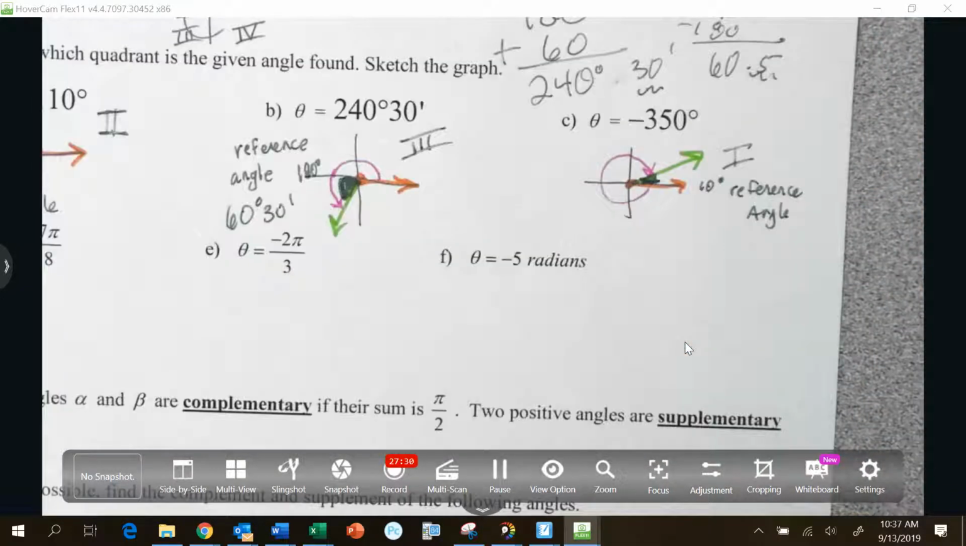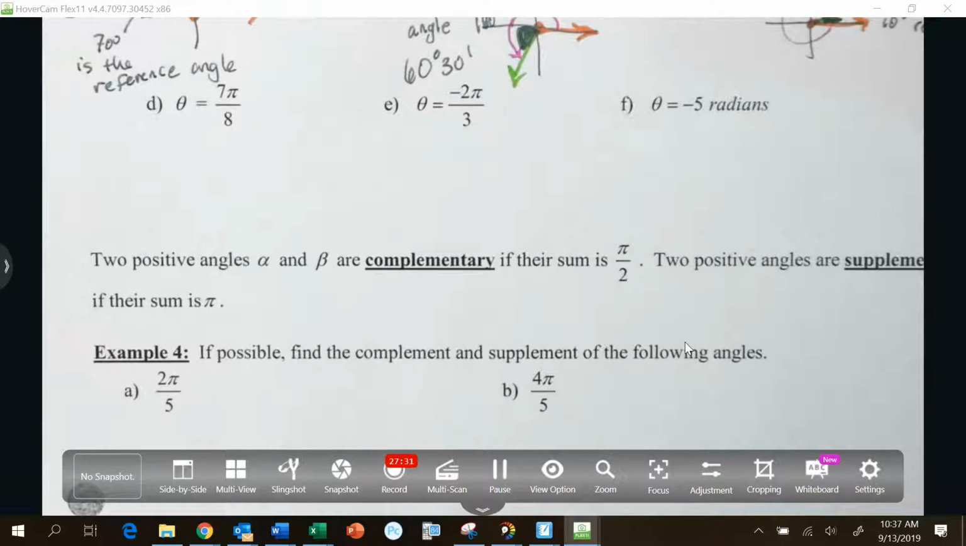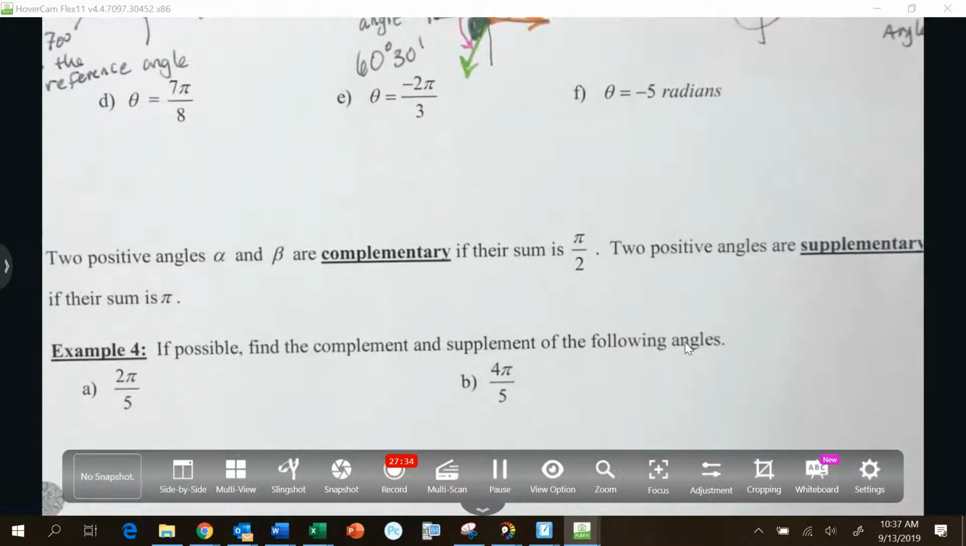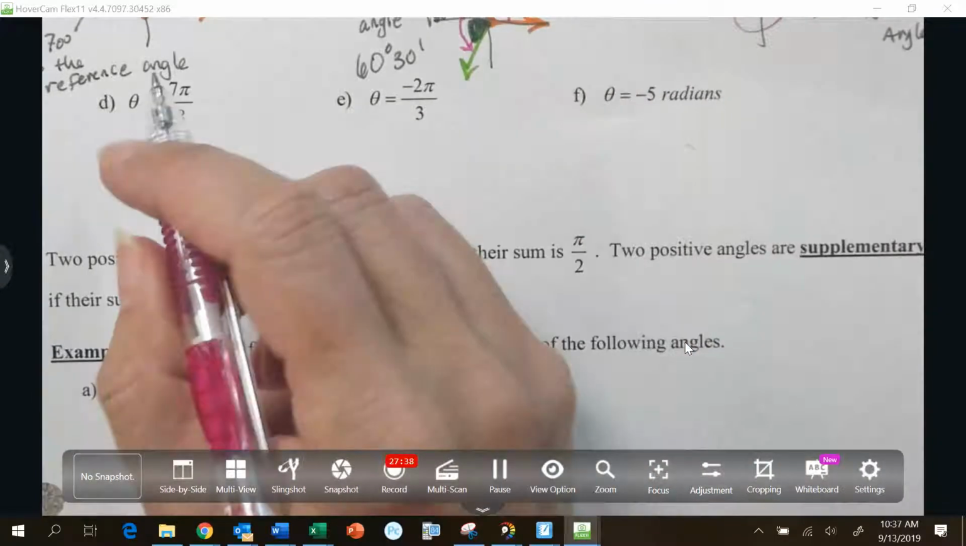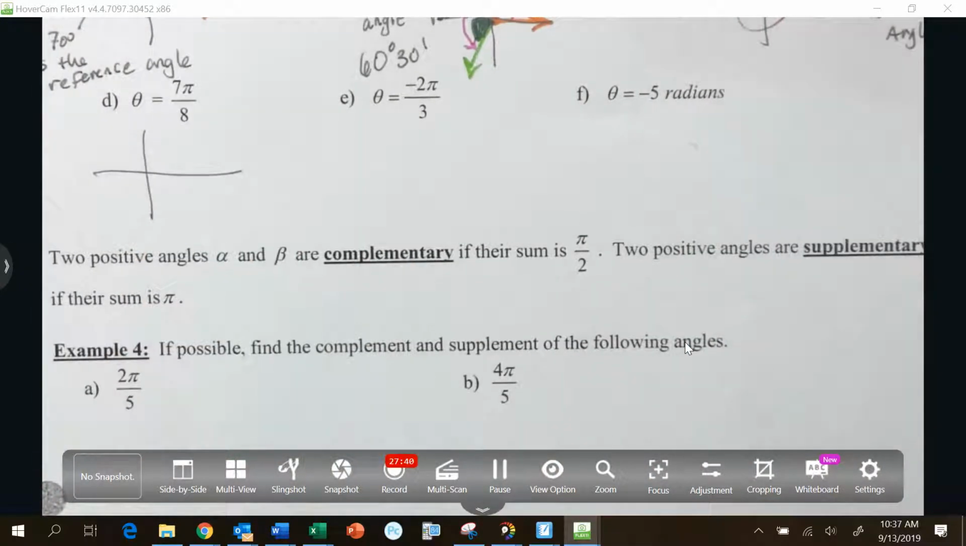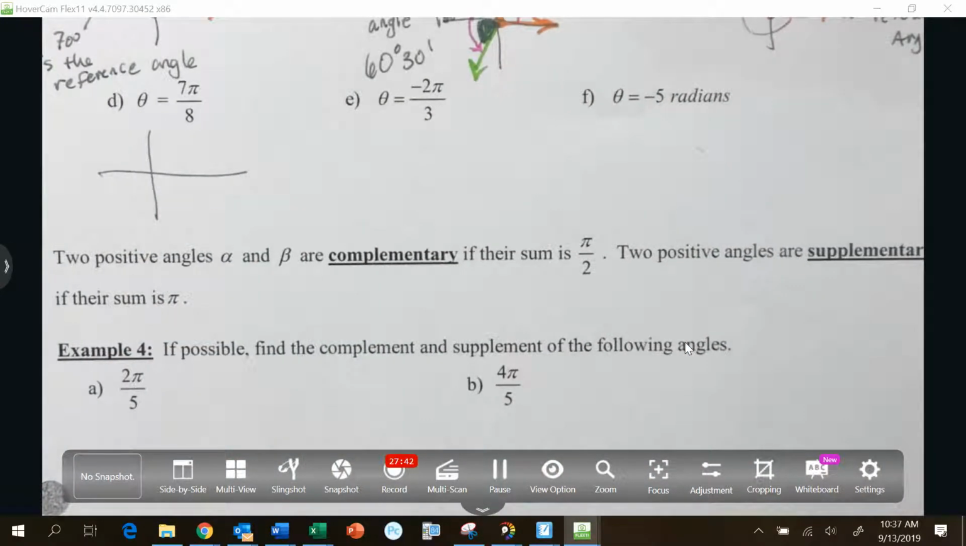Okay. You don't have to do the reference angles yet, but you will be doing them. I'm going to show them to you as much as I can. All right, how about 7 pi over 8? Oh, no. How do I draw that?